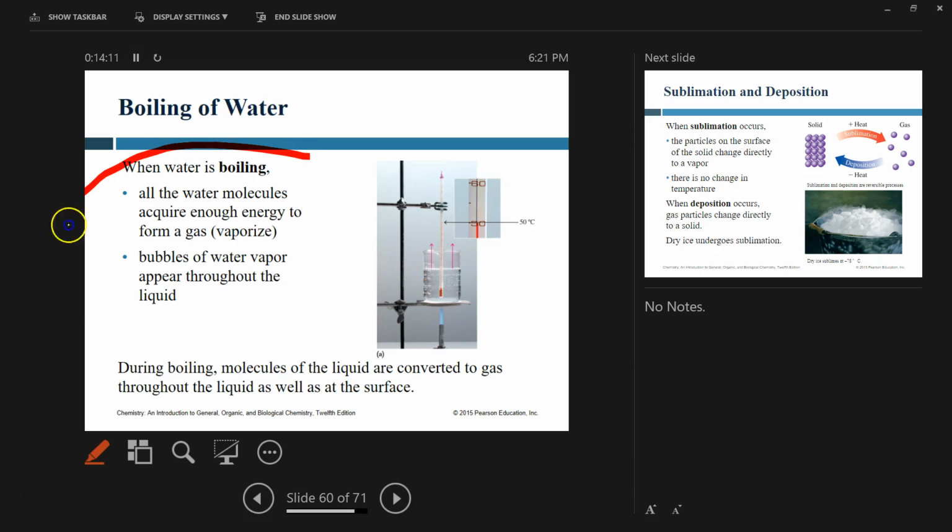So boiling, the interesting thing about boiling, in chemistry we don't really work with ice that much, but we work a lot with boiling substances, right? One thing, imagine that you have water at room temperature in the beaker right here.